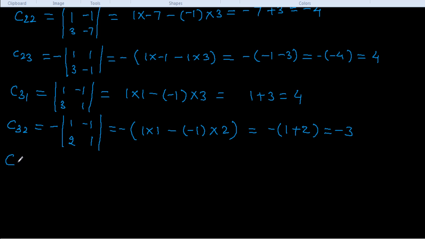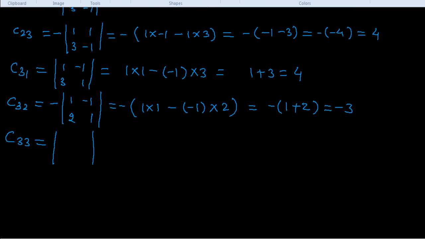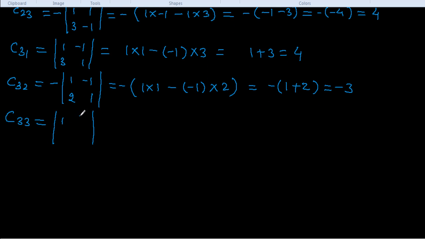Now the last cofactor C33. It is even. 3 plus 3 is 6. Even, no need to take the negative sign outside. So the 3 3 element is this one, minus 7. So we have to leave this column and this row. The remaining elements 1 1 2 3 we have to take. So we get here, expand it, 1 into 3 minus 1 into 2. So we get here 3 minus 2, which is 1. So we have got all the cofactors.